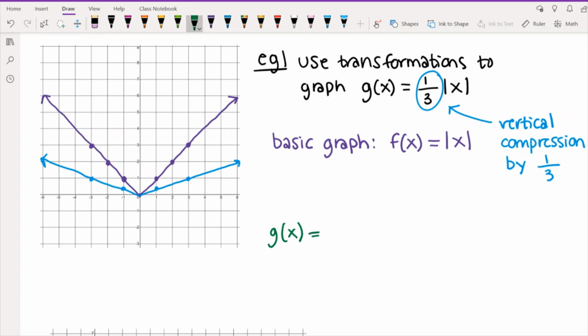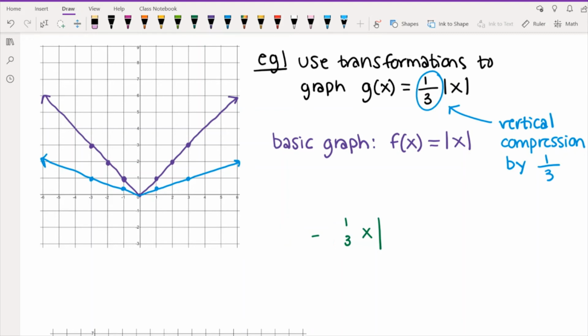But if you wanted to, you could rewrite. So with absolute values, you can actually pull that number inside. So if you wanted to, you could rewrite this as absolute value of 1/3 x. And so then instead of seeing it as a vertical compression by 1/3, you could see it as a horizontal stretch by 3. So if you don't quite follow that, it's totally fine. I just wanted to quickly mention it in case you're curious.